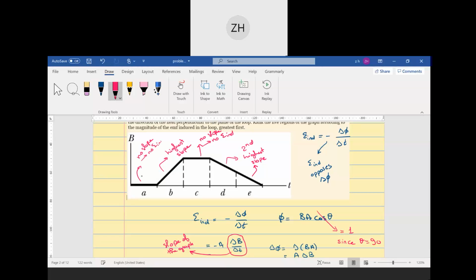And if we're going to arrange these now, we can then write B to be the greatest, then D and E, they have the same slope, and then C and A. So in this question, we were able to rank the magnitude of the induced electromotive force from the graph of the change of the magnetic field with respect to time.